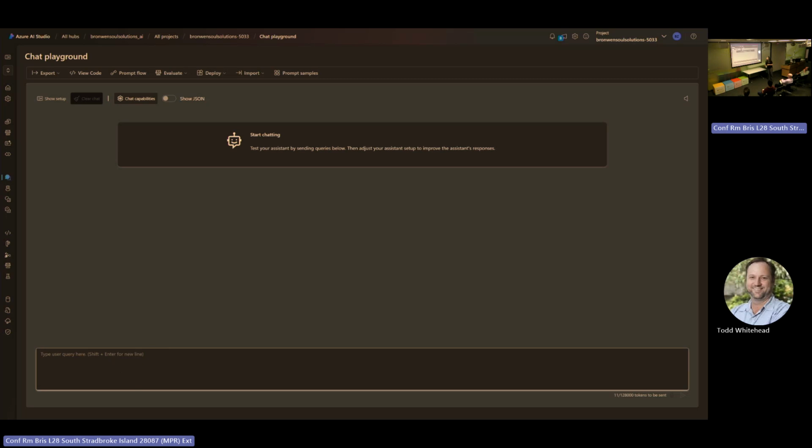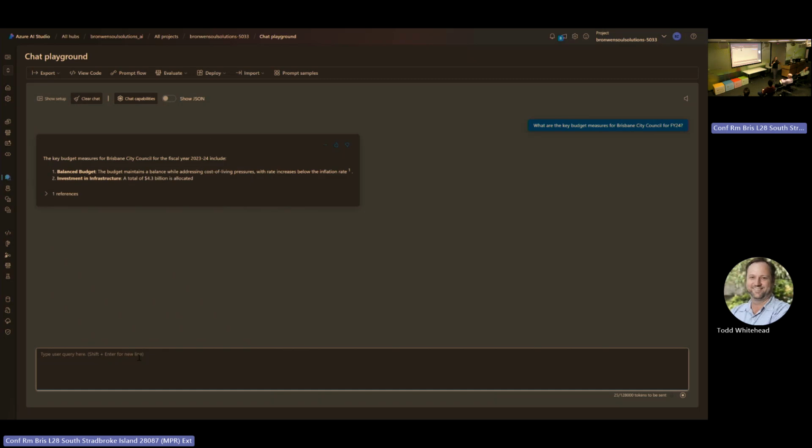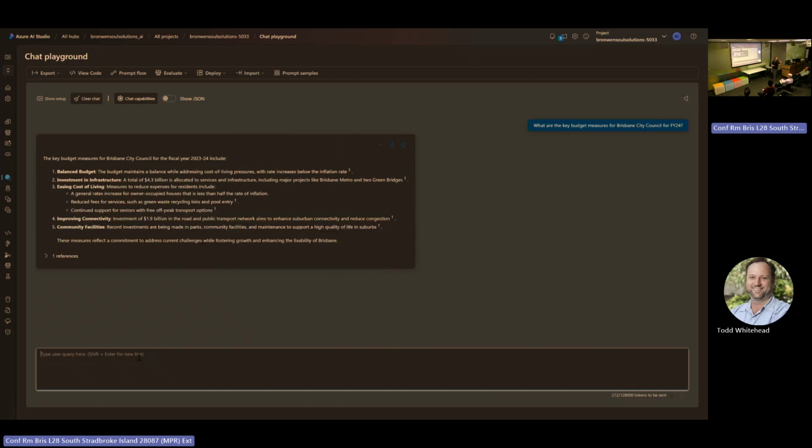This time, because I had lots of documents, I could ask a variety of questions. I could ask it to compare, for example, what's the difference between this budget, between local, state, federal, years, etc.